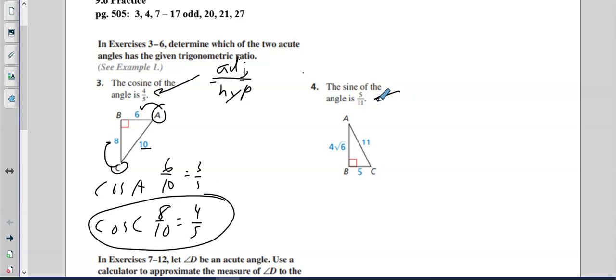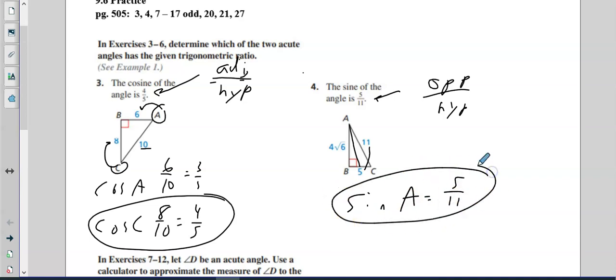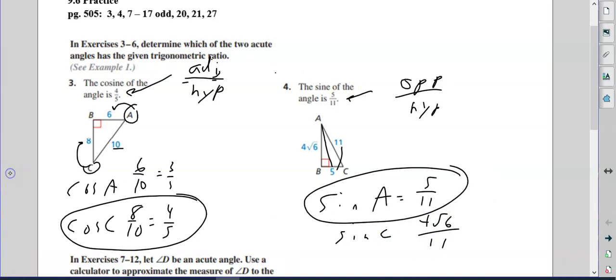The sine is 5/11. Well, you can kind of see that already. Here's your 5 and here's your 11. So you can kind of just go, well, sine, remember, is what I said before, opposite over hypotenuse. So you can kind of just say, what's opposite of 5? A. So sine of A is 5/11, and that's our winner. Now, just for the heck of it, sine of C, opposite of C, would have been 4√6/11.